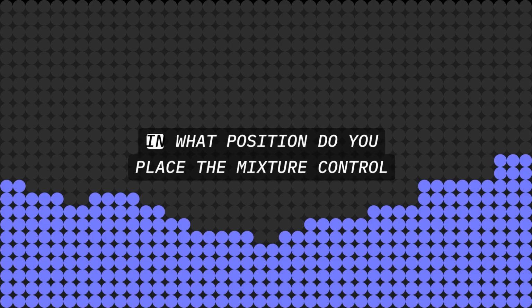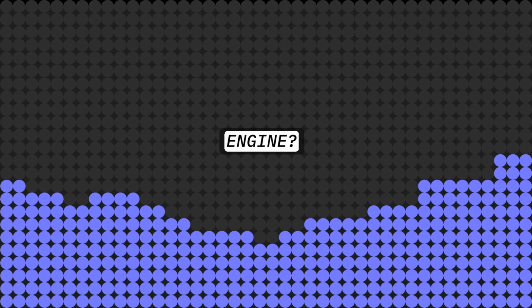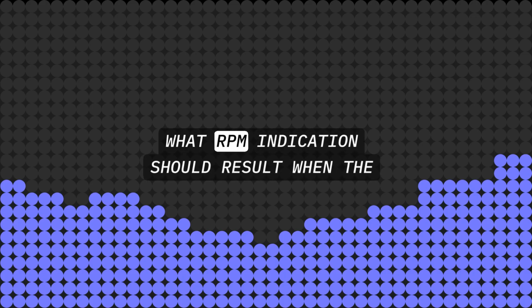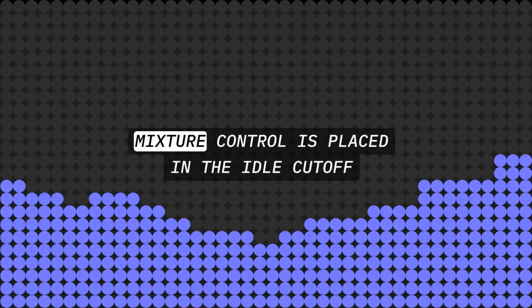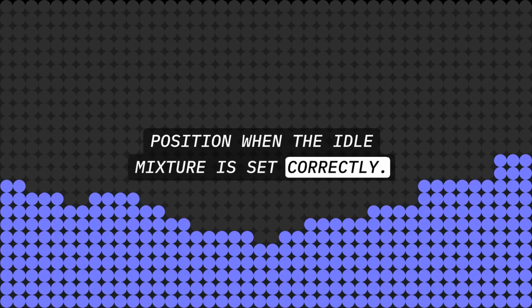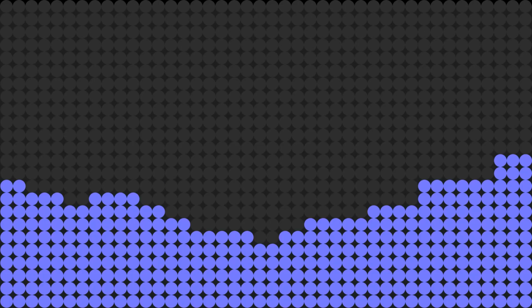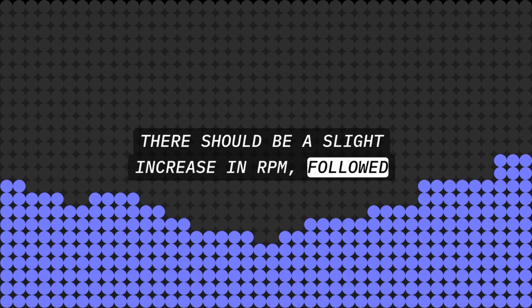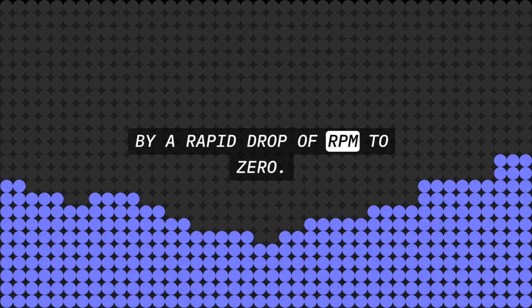In what position do you place the mixture control of a pressure-injected carburetor to stop the engine? In the idle cutoff position. What RPM indication should result when the mixture control is placed in the idle cutoff position when the idle mixture is set correctly? There should be a slight increase in RPM, followed by a rapid drop of RPM to 0.